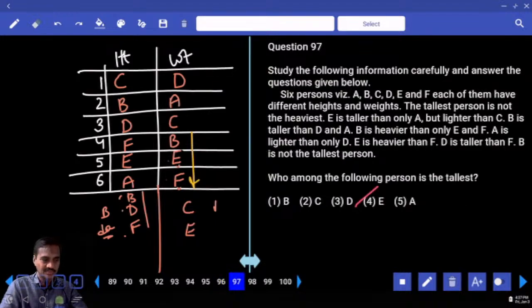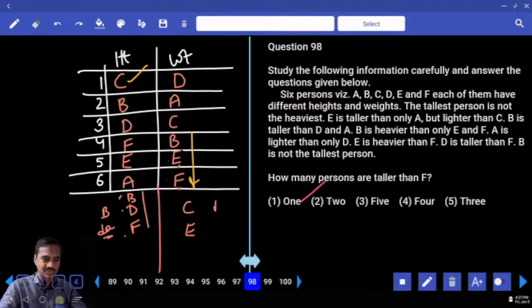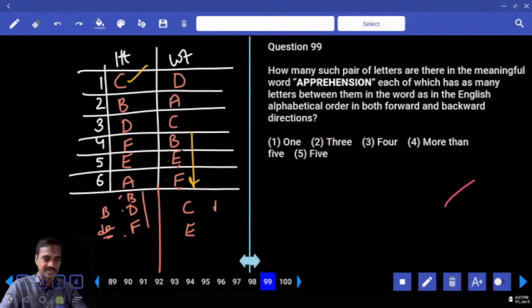And 97. Who among the following persons is the tallest? Who is the tallest here? C, that is given in choice 2. 97. 98, how many persons are taller than F? There are 3 persons who are taller than F. Choice 5, question number 98.